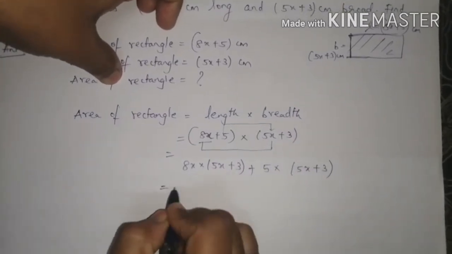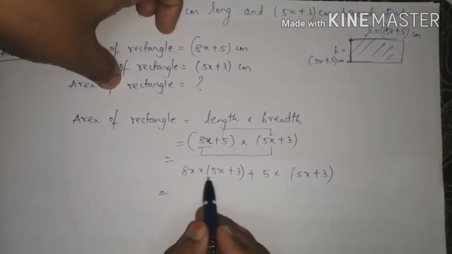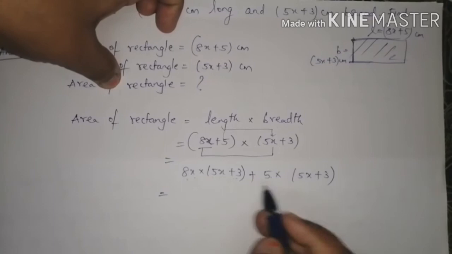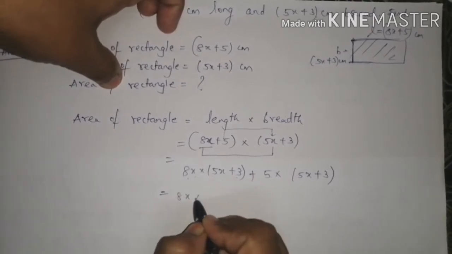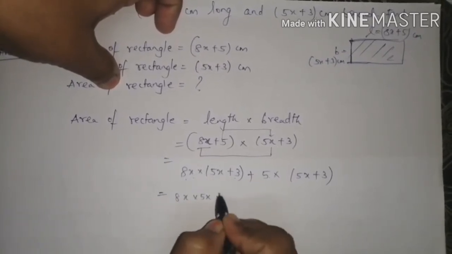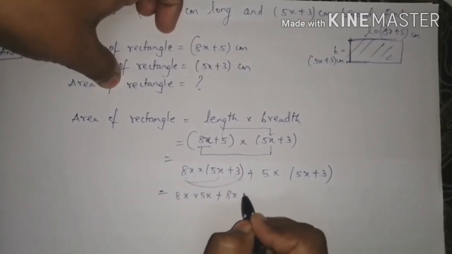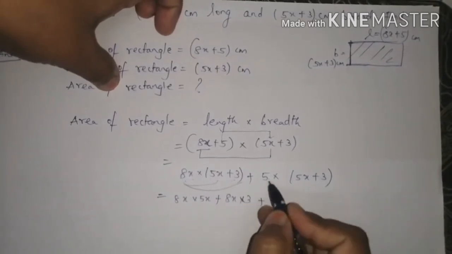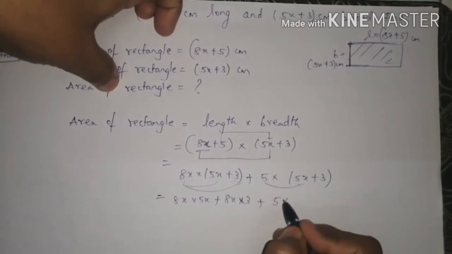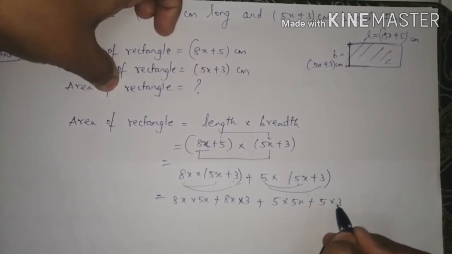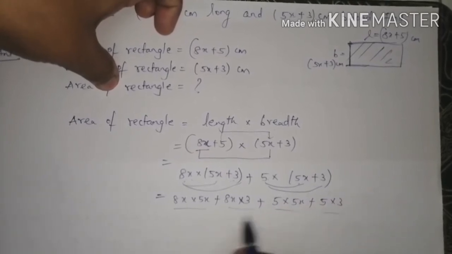First step is clear. Second step, this 8x will be multiplied with this whole inside 2. This 5 will be multiplied with whole this 2. So 8x into 5x plus 8x into 3 plus 5 into 5x plus 5 into 3. We'll get 4 terms.